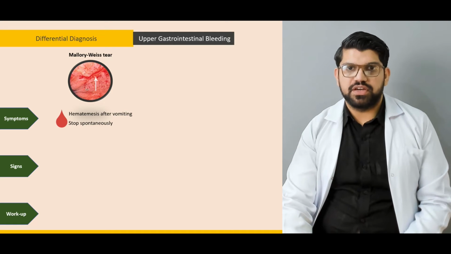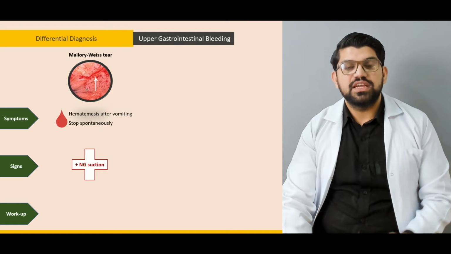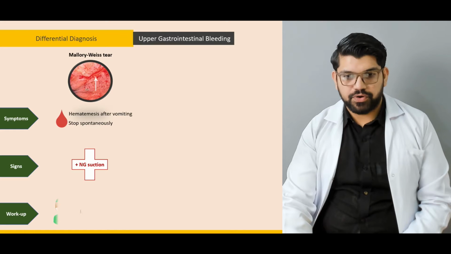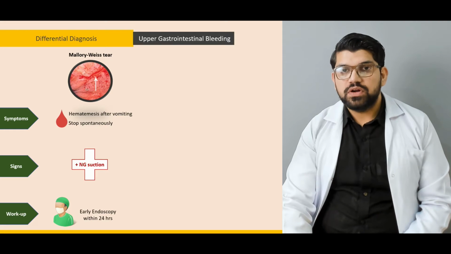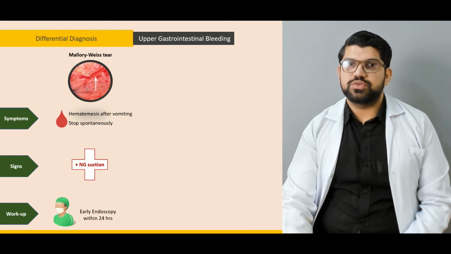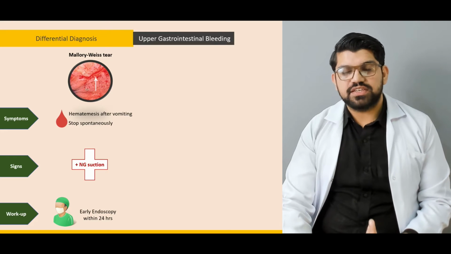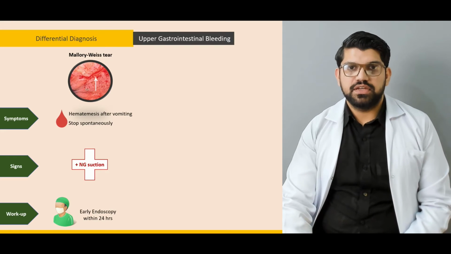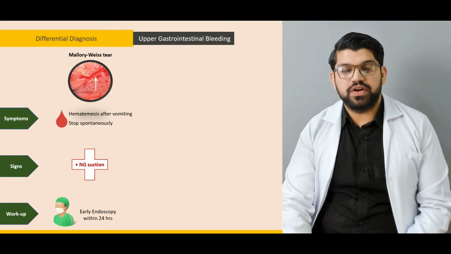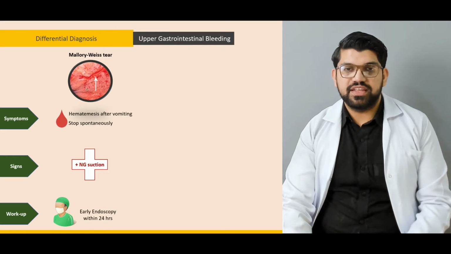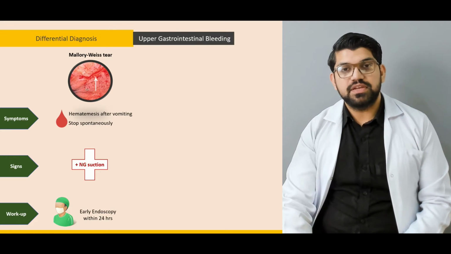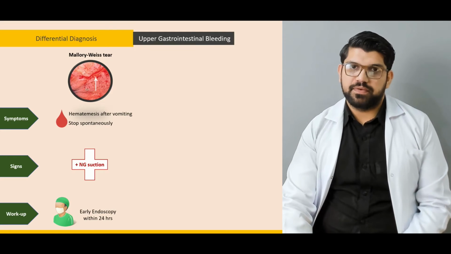Think of Mallory-Weiss tear. What are the signs? NG suction is important. What to do? Early endoscopy within 24 hours. Mallory-Weiss tears at times are related to alcoholism. Patients who are chronic alcoholics can present to you with these kinds of symptoms, hematemesis after vomiting.